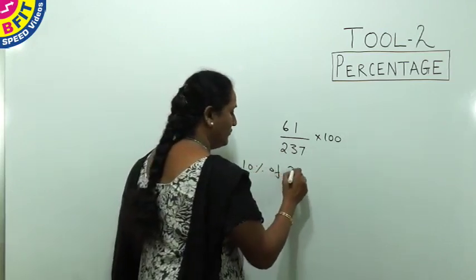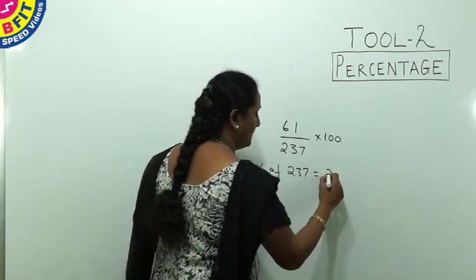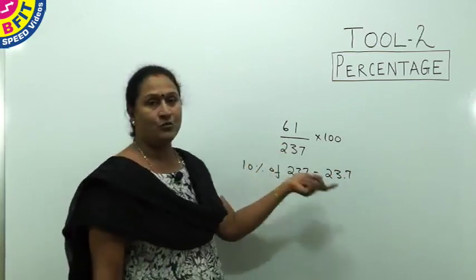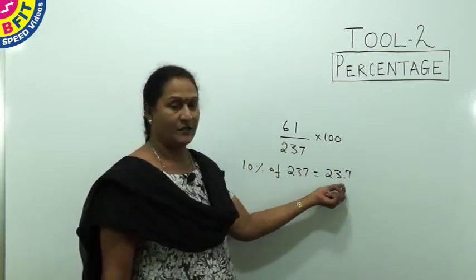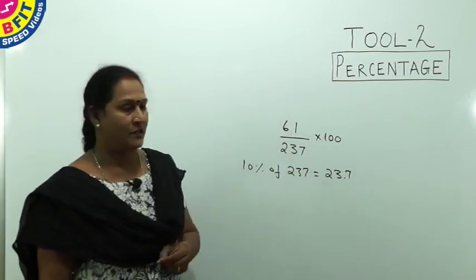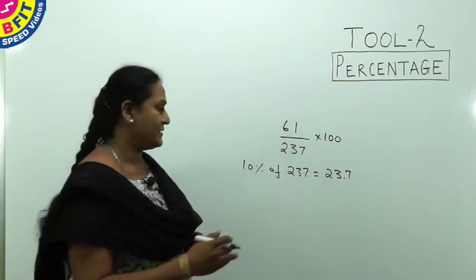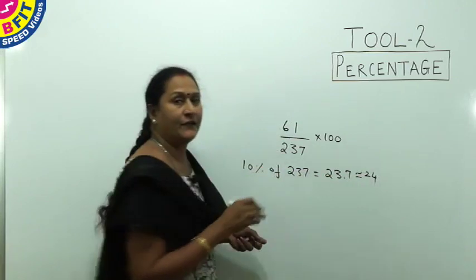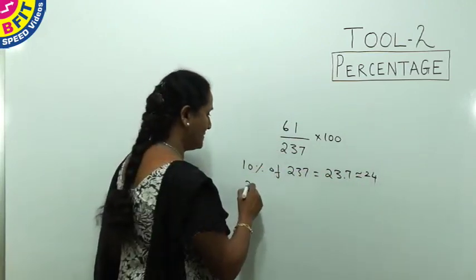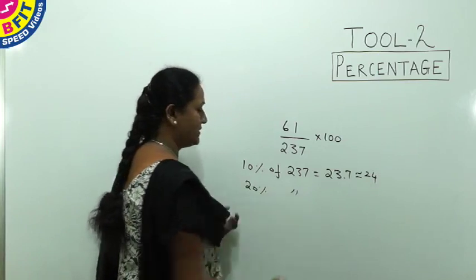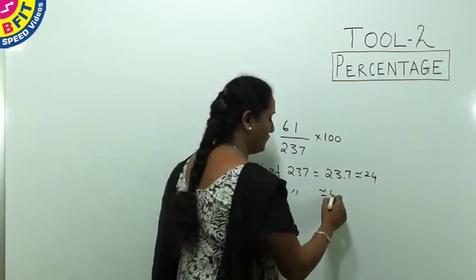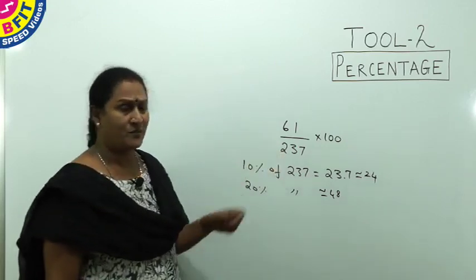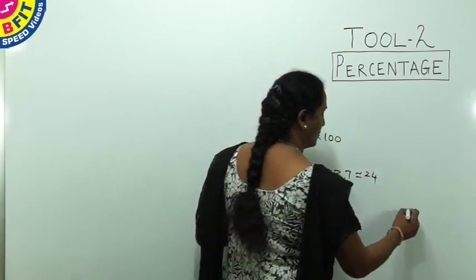So 10% of 237 is 23.7. Here we have a value more than 10%. We have 61 which is more than 23.7. And we'll check for 20%. We can approximately take 23.7 as 24. And 20%, what will be 20% of this? It is approximately 48. So we have a value more than 48. So the required percentage is more than 20%.